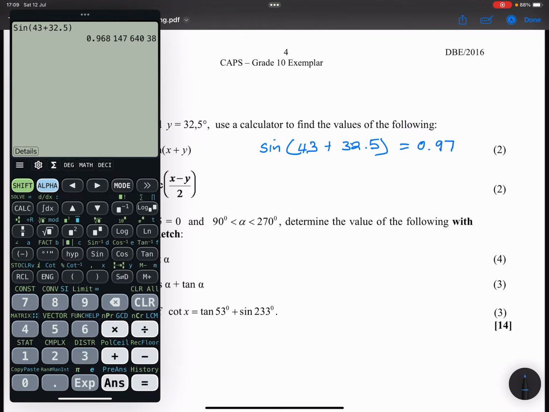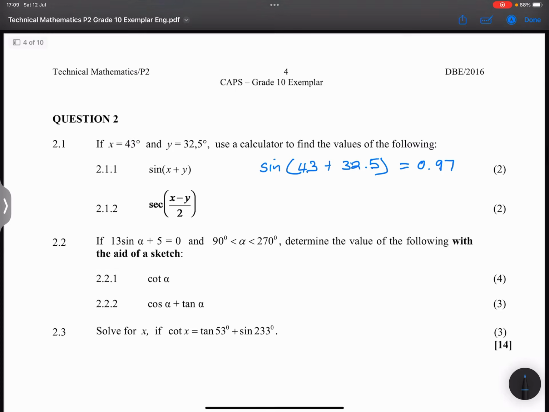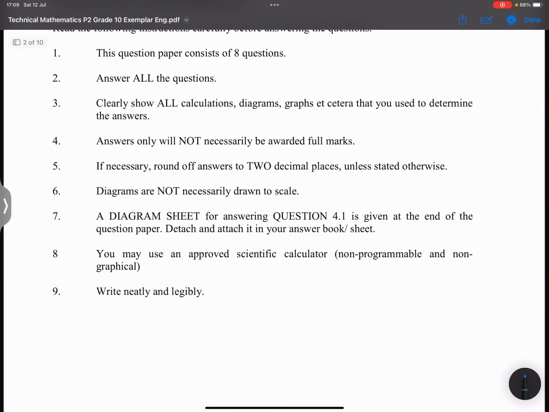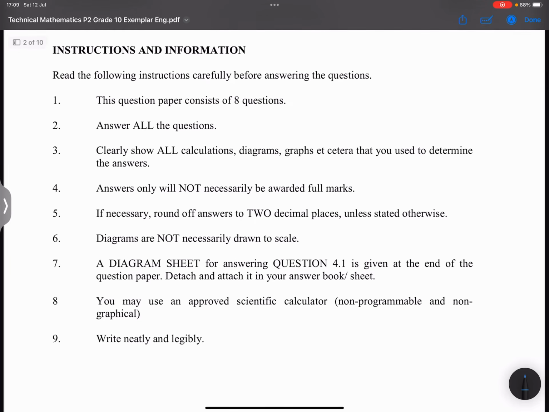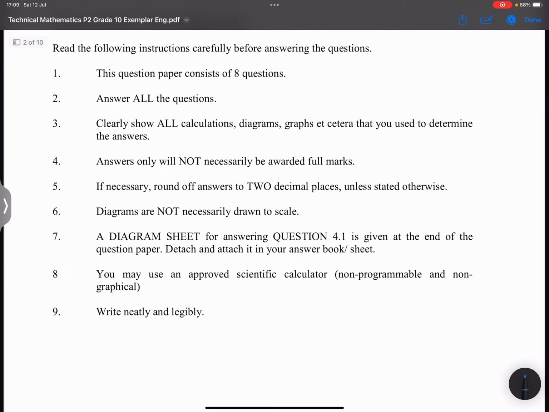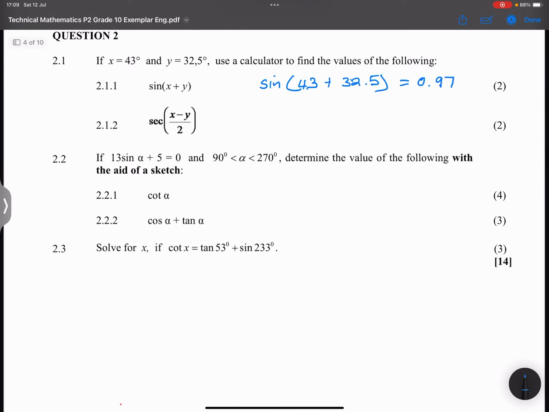So 0.97. And of course, your examiner would tell you to what extent you need to round off. Let me see if they've given us instructions here. They said round off to 2 decimal places unless otherwise stated. So in this case, that's 0.97.